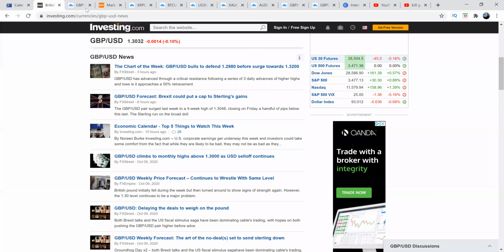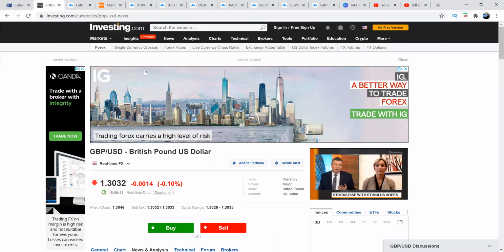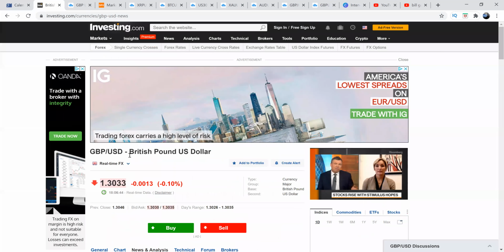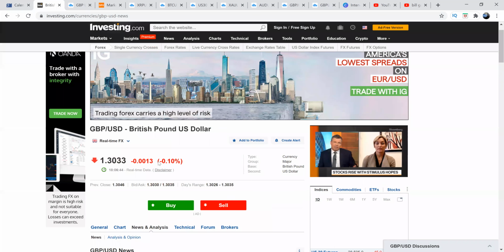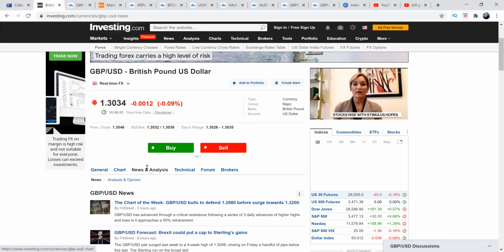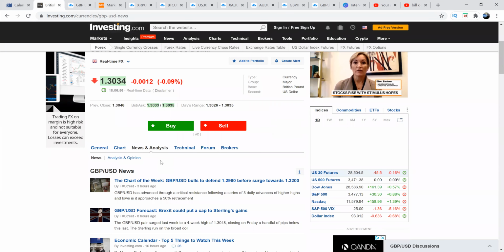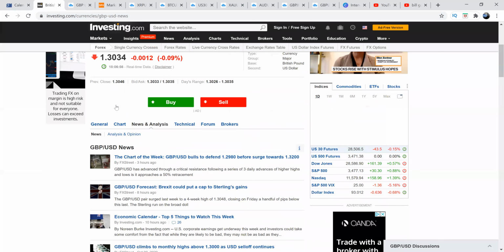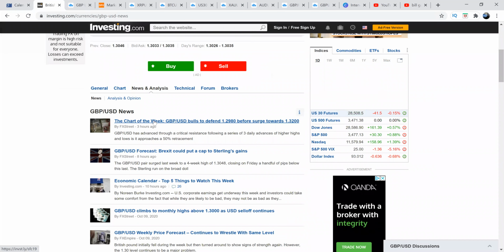And then let's also go into investing.com and look up GBP USD. So when you check GBP USD, you can check for news and analysis. I highly suggest looking at news analysis so you can see the news events affecting this currency pair. You have the Brexit could put a cap to sterling gains.